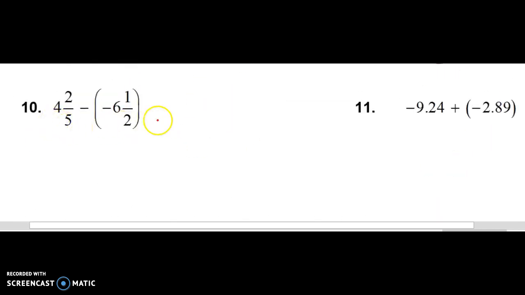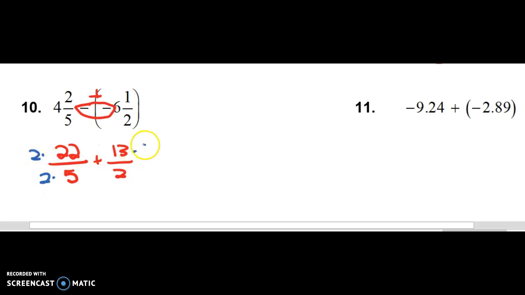We have 4 2/5 minus a negative 6 1/2. So again, I see 2 negatives, so that's a plus. I'm going to change these both into improper fractions. 5 times 4 is 20, plus 2 is 22 over 5. 2 times 6 is 12, plus 1 is 13 over 2. Again, that's a plus. Common denominators, I would have to multiply this one by 2, this one by 5.